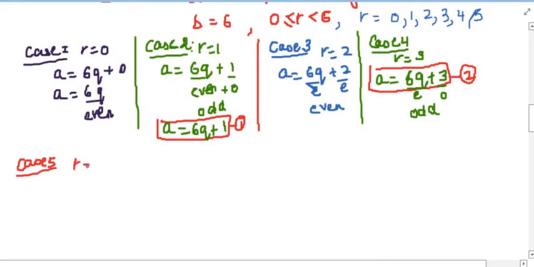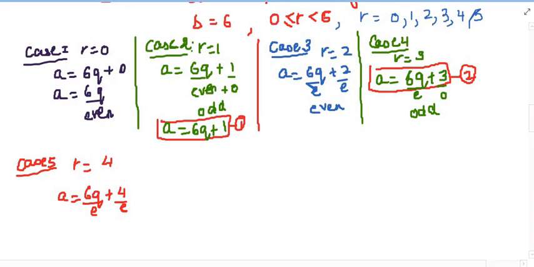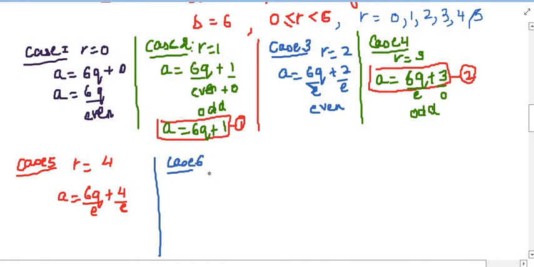When r is equal to 4, so a will be equal to 6q plus 4. This is even, this is even, so it will be an even number. Now case 6. When r is 5, so a will be equal to 6q plus 5. This is even, this is odd, so a is equal to 6q plus 5 is an odd integer. Let's name this as equation 3.